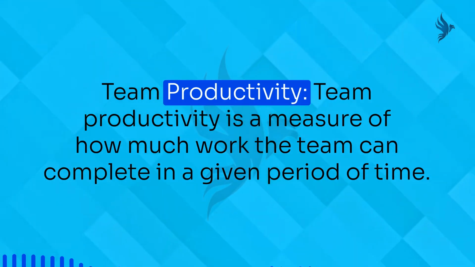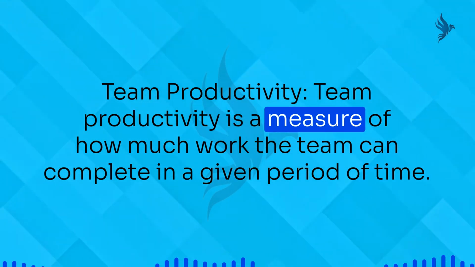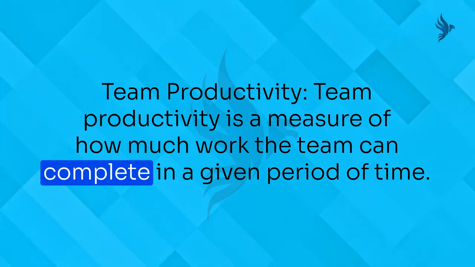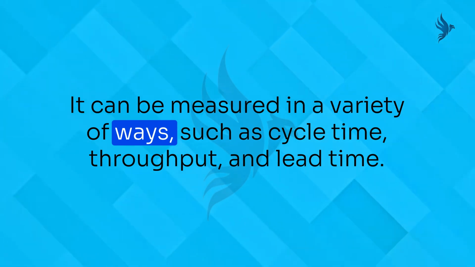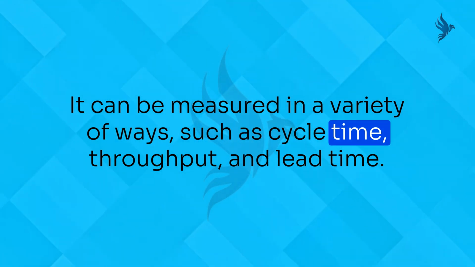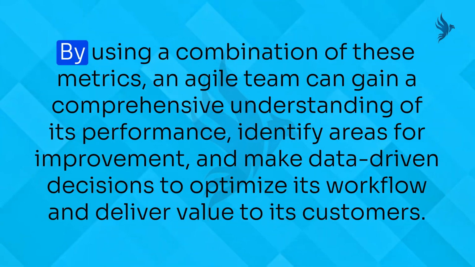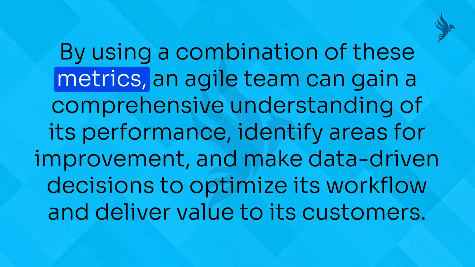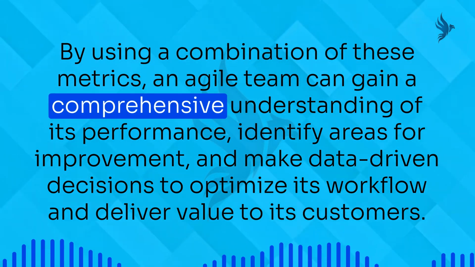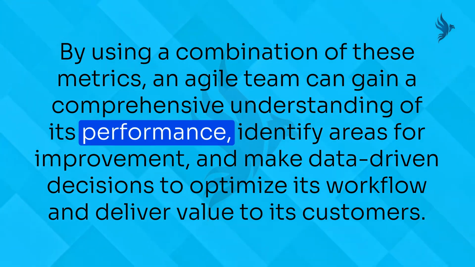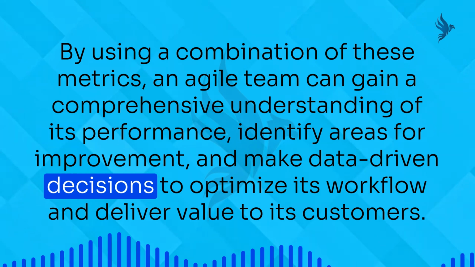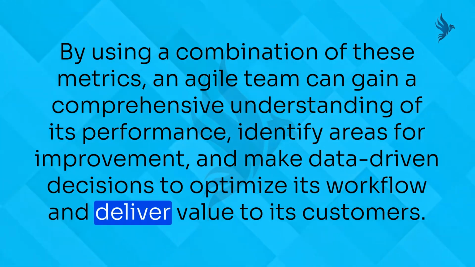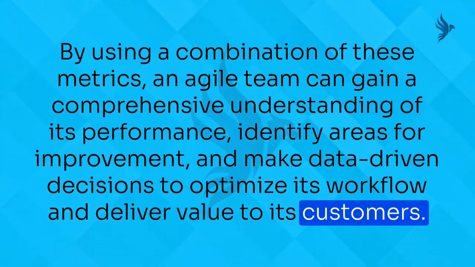17. Team productivity. Team productivity is a measure of how much work the team can complete in a given period of time. It can be measured in a variety of ways, such as cycle time, throughput, and lead time. By using a combination of these metrics, an agile team can gain a comprehensive understanding of its performance, identify areas for improvement, and make data-driven decisions to optimize its workflow and deliver value to its customers.